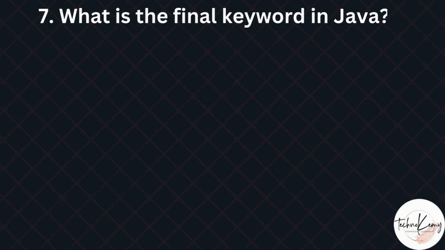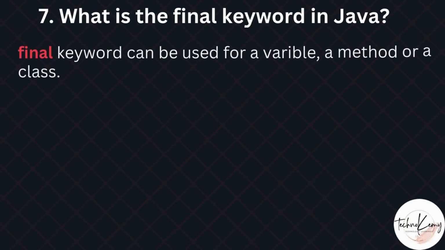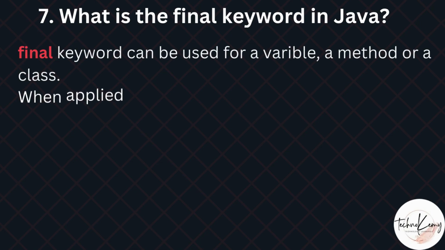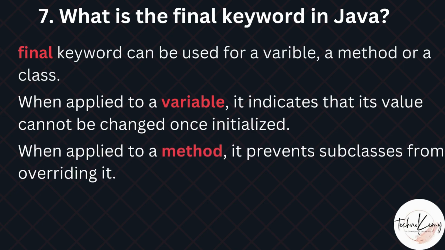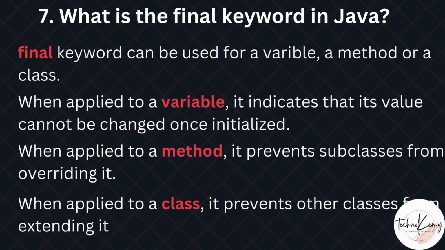Question number 7. What is the final keyword in Java? The final keyword can be used for a variable, a method, or a class. When applied to a variable, it indicates that its value cannot be changed once initialized. We can create a constant using the final keyword for variables. When applied to a method, we cannot override the method from the superclass. And when we apply the final keyword to a class, it prevents other classes from extending it. We cannot create a subclass of final classes.